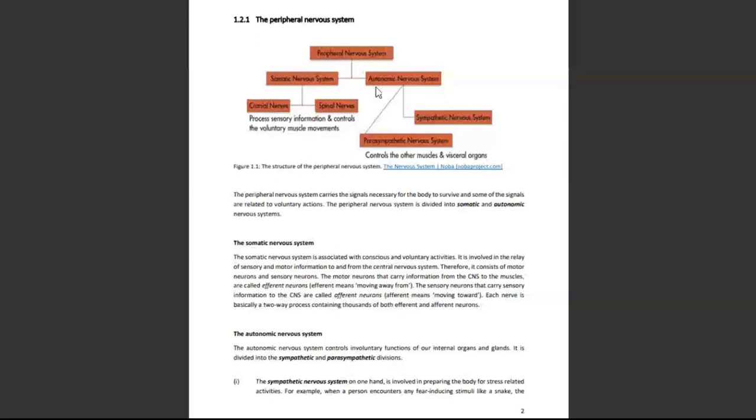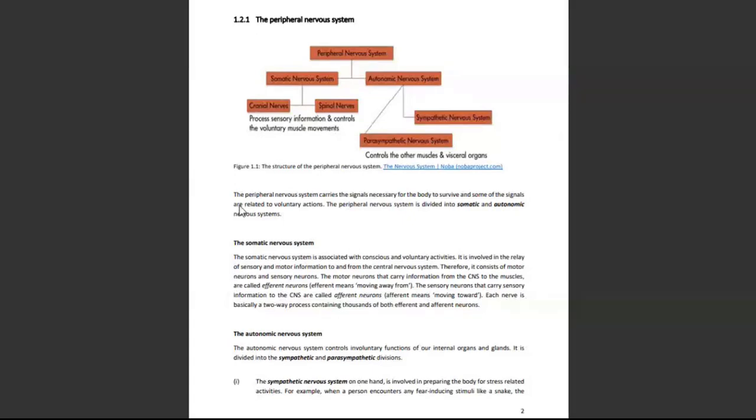Peripheral nervous system. The question is, what is the peripheral nervous system? Remember, we are studying the structures and the functions. The peripheral nervous system is in your body where you can't see it with the naked eye. You need a microscope to see it. It controls the functions. How does it? What is the peripheral nervous system?